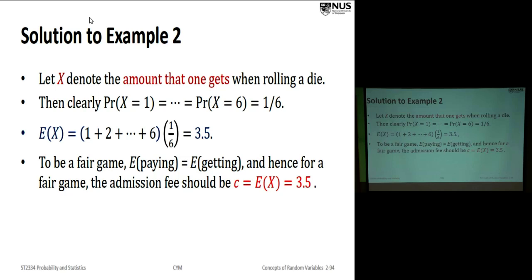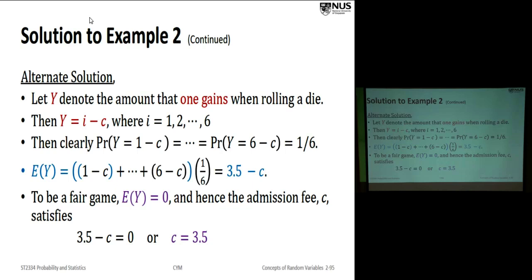That's pretty straightforward. Now, if you want to play a fair game, the expected amount you pay should be the expected amount you get. Now, the expected amount you get is 3.5, so the amount that you should pay should be 3.5. Then on average, you gain nothing. An alternate solution. Well, there's another way of doing this. It's exactly the same solution, by the way. It's not a different answer.